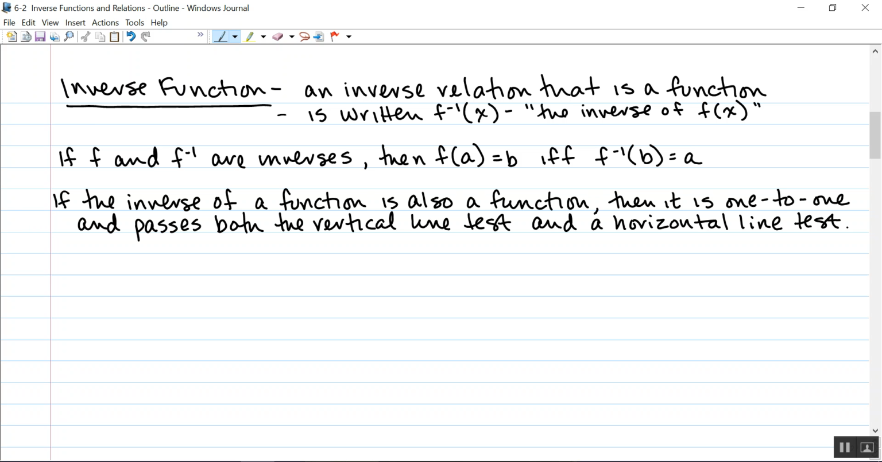So a couple things about that. You can have the inverse of a function not be a function, and we'll see an example of that when we graph it. But if it is a function, then it'll pass the vertical line test. Recall that from Algebra 1, where if you pass a vertical line over the graph of the function, it only crosses it at one place at a time. And it will also pass a horizontal line test, which is kind of the same idea but uses a horizontal line.